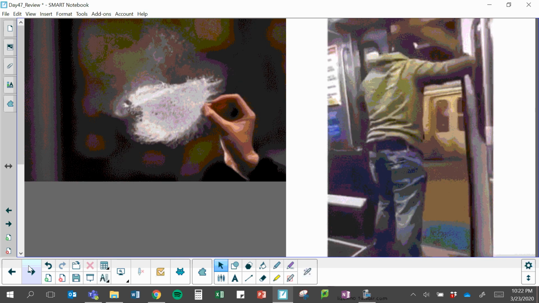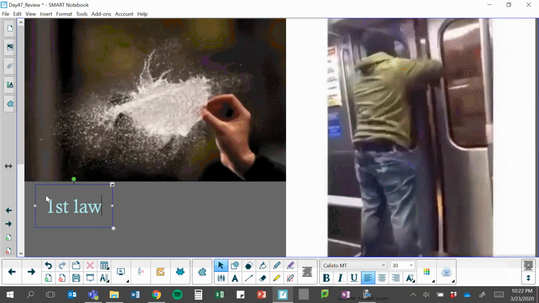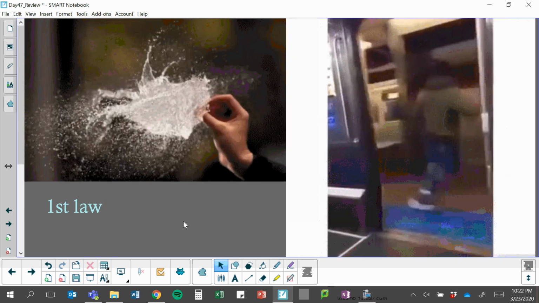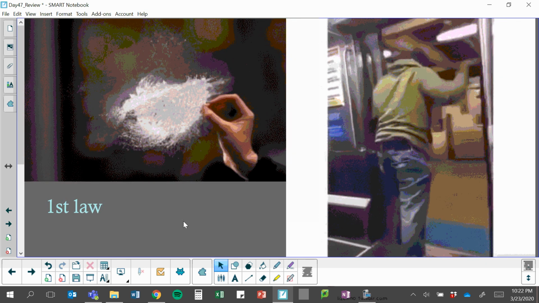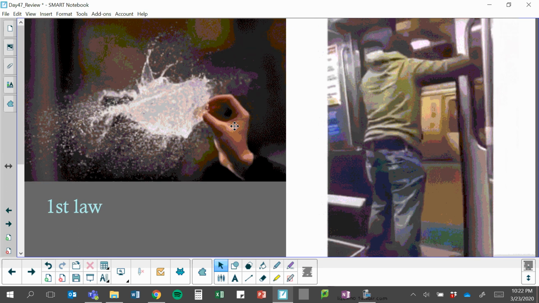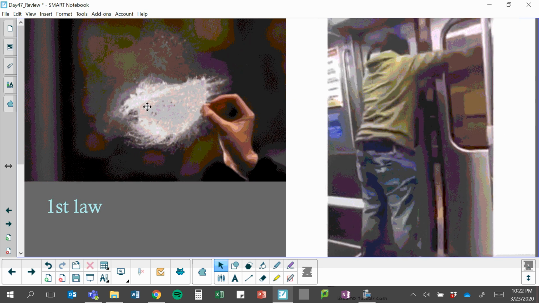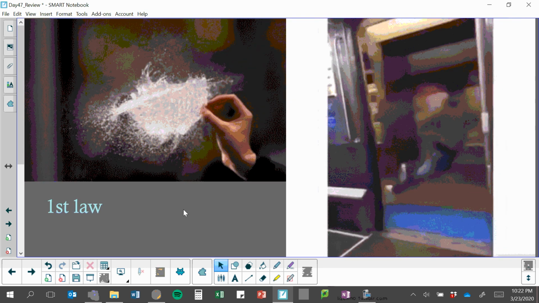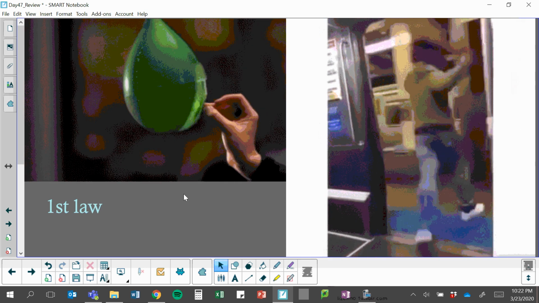Okay, and this one. So this is Newton's first law. So that states an object in motion stays in motion and an object at rest stays at rest unless acted upon by an unbalanced force. So in this balloon example, the water is at rest, and it's staying at rest until acted upon by a force, and that force is gravity making it fall down.